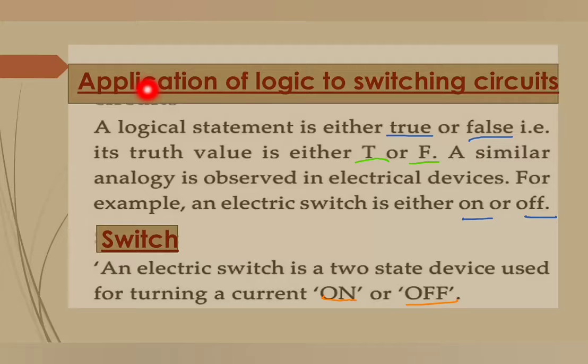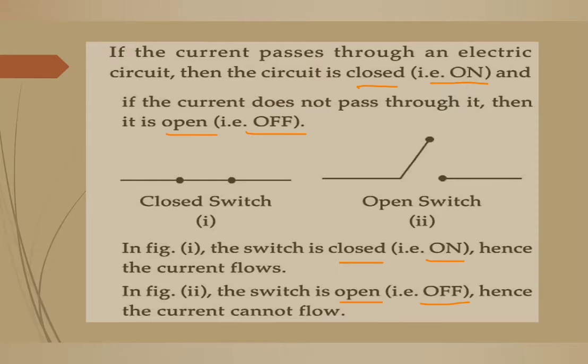Today we learn the last point of this topic, application of logic to switching circuit. A logical statement is either true or false, that is, its truth value is either T or F. A similar analogy is observed in electric devices. For example, an electric switch is either on or off. Let's see the switch definition. An electric switch is a two-state device used for turning a current on or off.